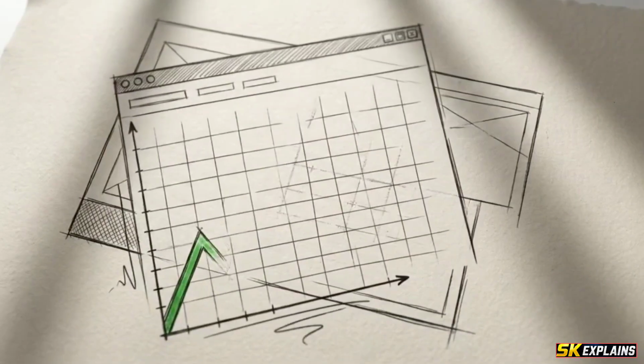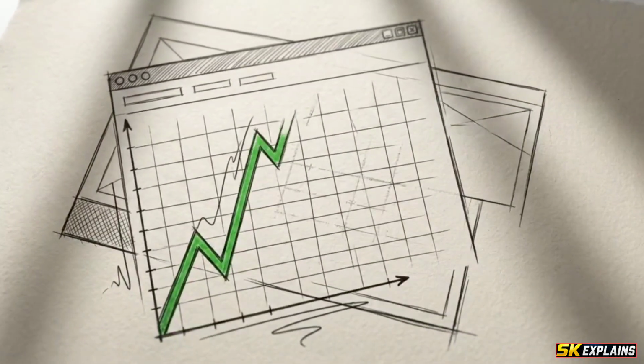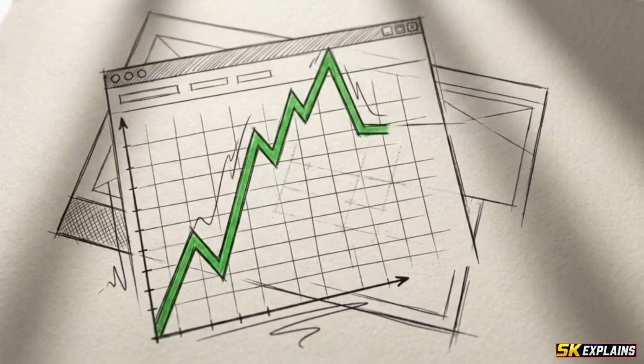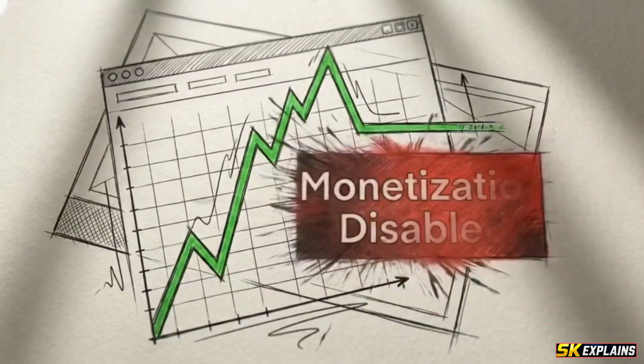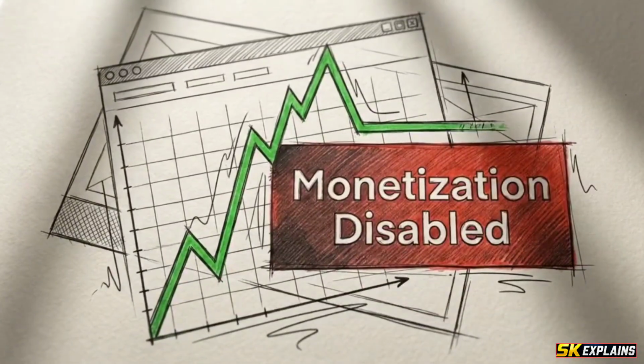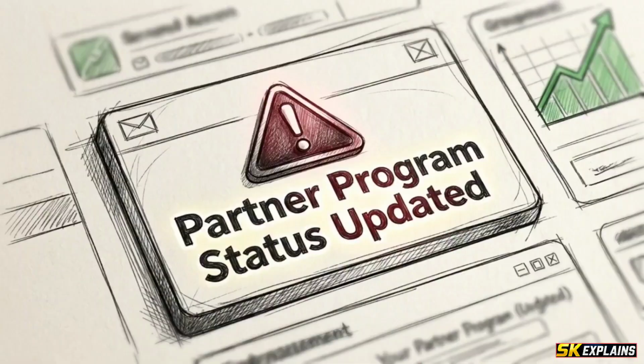You spend months building an audience. The views are climbing, the subscriber count is growing, and then, without warning, the momentum stops entirely. Thousands of creators are receiving this exact message. YouTube is stripping monetization from channels with millions of views, citing inauthentic content.